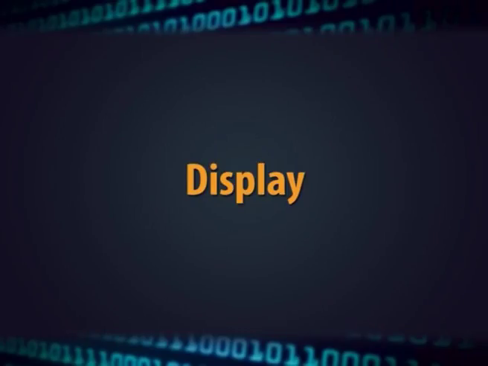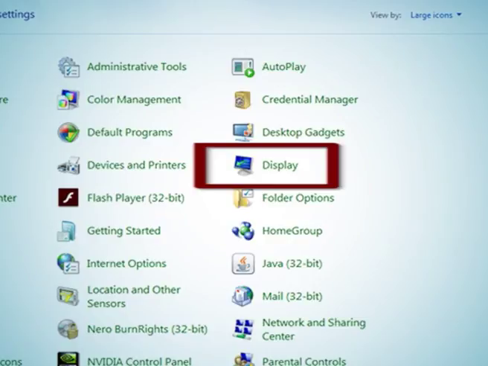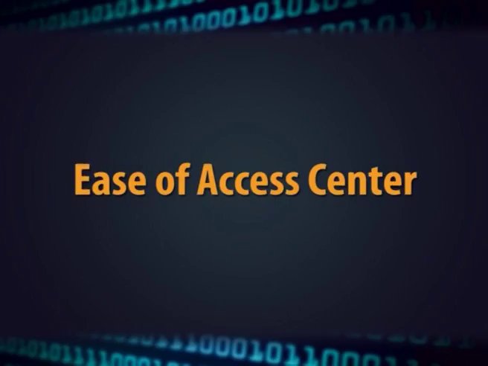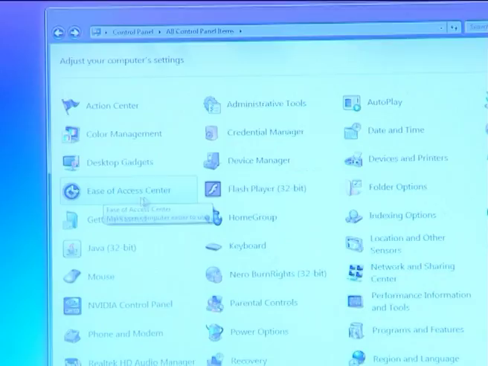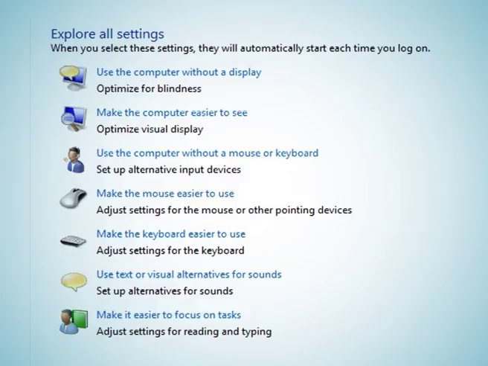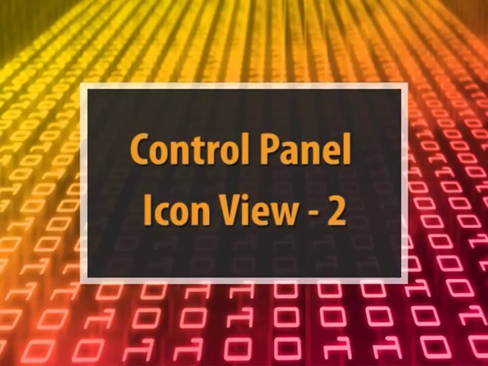Next option is display. If you want to adjust the display, resolution and brightness of your computer, you can use the display option. Next option is Ease of Access Center. There are several options like make the computer easier to see, make the mouse and keyboard easier to use, make it easier to focus on reading and typing tasks, and use the computer without a display. By using the Ease of Access option, you can make your system easy to use.